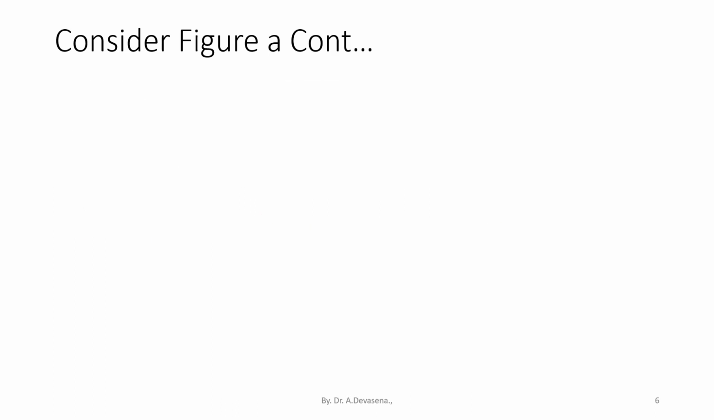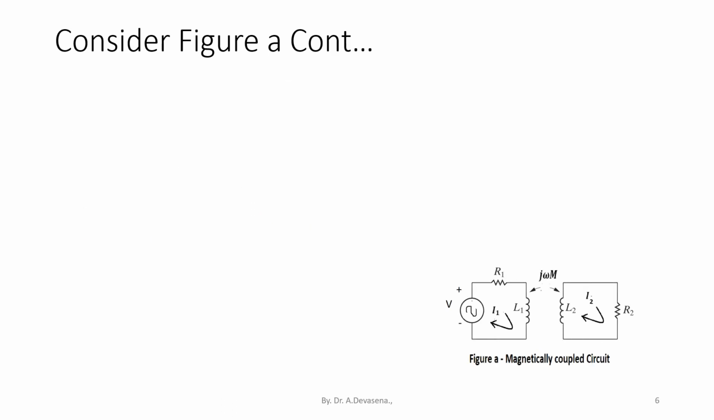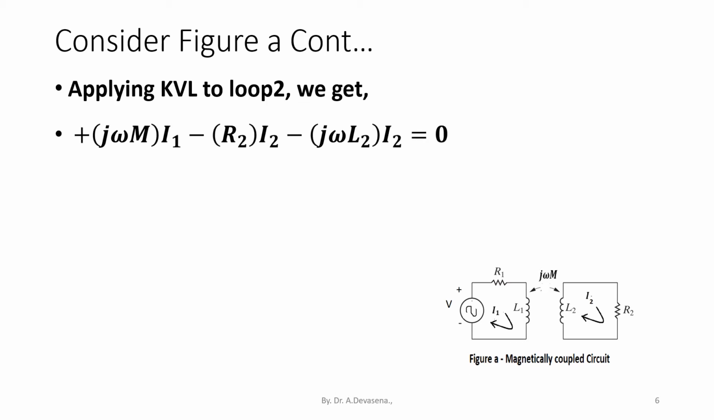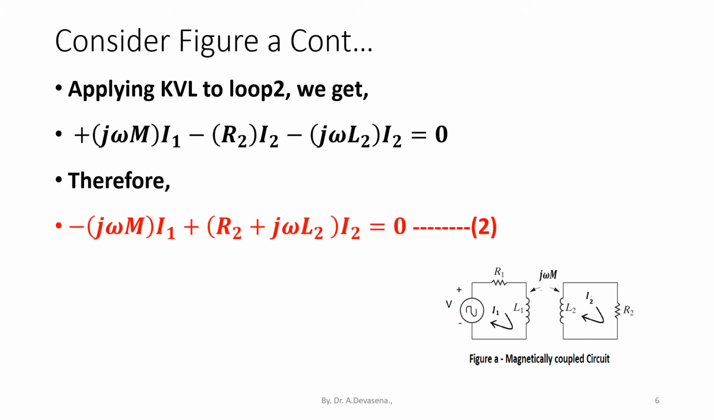Applying Kirchhoff's voltage law to loop 2, we get plus j omega M into I1 minus R2 I2 minus j omega L2 I2 is equal to 0. That is, minus j omega M into I1 plus (R2 plus j omega L2) into I2 is equal to 0. Consider this as equation 2.